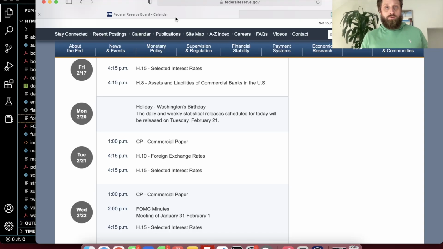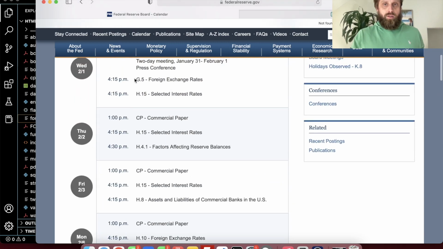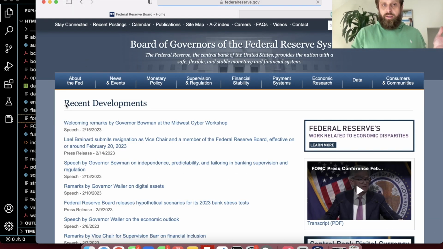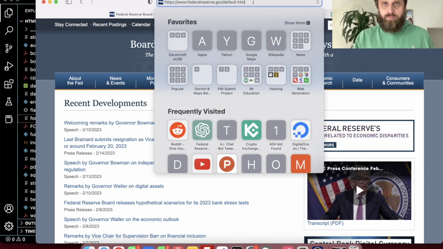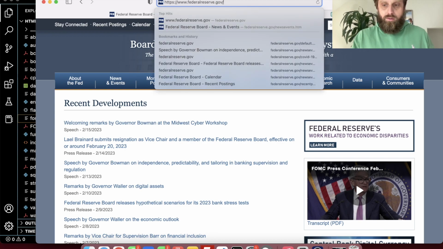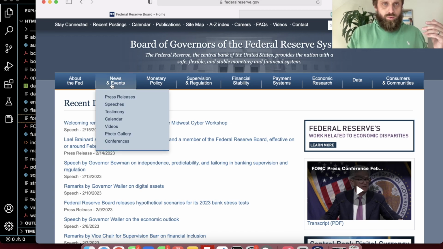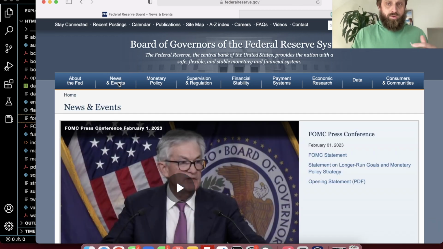I've been on the Federal Reserve's website. They've got everything that you'd ever want to know about anything here. What you should be looking at, if you go to federalreserve.gov, you've got recent developments. So you can further look here and click on news and events. Everything that you see that moves the stock market can pretty much be found here.